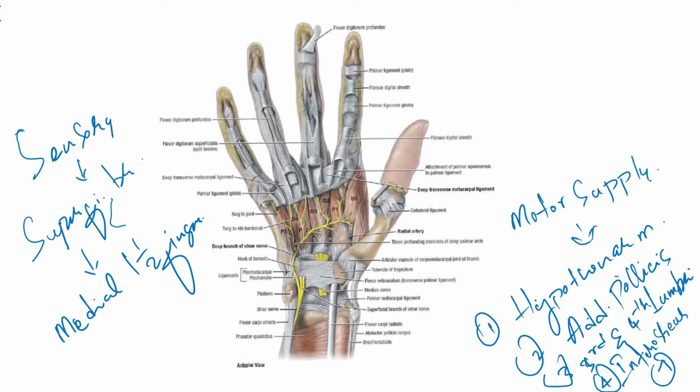So the ulnar nerve has got the sensory supply, it has got the motor supply. Motor supply is all the muscles as discussed just now, and sensory supply is by the superficial branch which supplies the medial 1.5 fingers. The ulnar nerve is also seen to supply one important muscle, that is the cutaneous muscle, which is the palmaris brevis. So it also supplies the palmaris brevis.